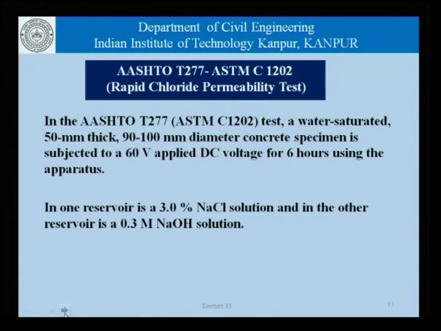The test basically consists of testing a water saturated 50 mm thick, 90 to 100 mm diameter concrete specimen subjected to 60 volts of applied DC voltage for 6 hours using an apparatus specially designed for the purpose. One reservoir, that is, on one side we have a reservoir which has 3% sodium chloride solution, and in the other reservoir we have 0.3 M NaOH solution.